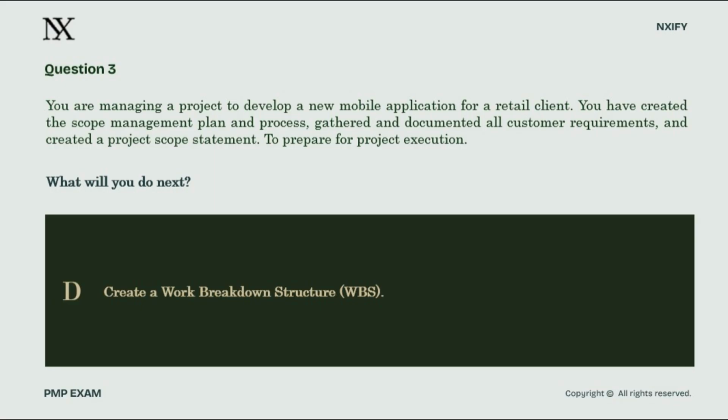The WBS. Take that approved scope statement, that high-level description of everything the project must deliver, and place it at the very top of a tree. Now you start breaking it down. The mobile application becomes its core modules. Each module breaks down into features.